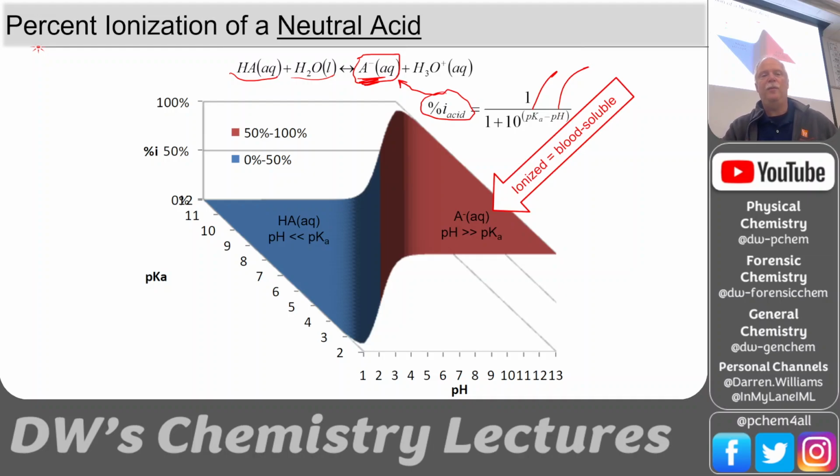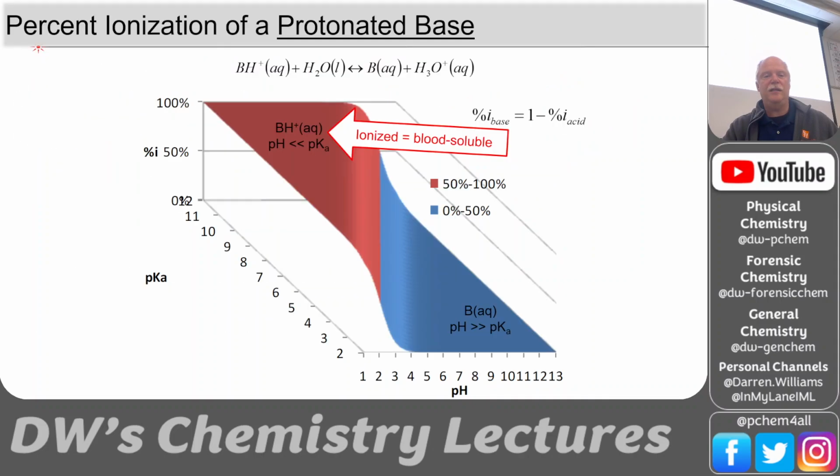Okay, but for bases, the reactant is ionized, and so it's that same equation, but it's inverted. And so let's just take 1 minus that, or 100 minus that. If we calculate percentage, then it would be 100 minus the percent ionized acid. So we can just keep that same equation, the percent ionized for an acid, and if we have a base, we just take 100 minus that.